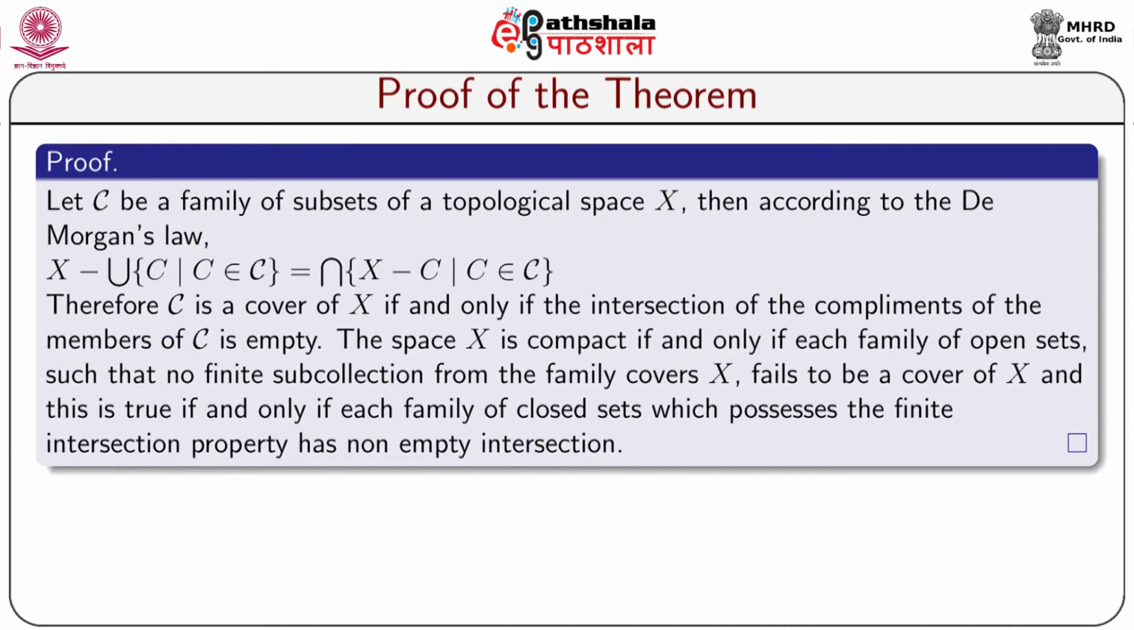By this equality, C is a cover of X if and only if the intersection of the complements of the members of C is empty. Now, the space X is compact if and only if each family of open sets such that no finite subcollection from the family covers X fails to be a cover of X, and this is true if and only if each family of closed sets which possess the finite intersection property has non-empty intersection.